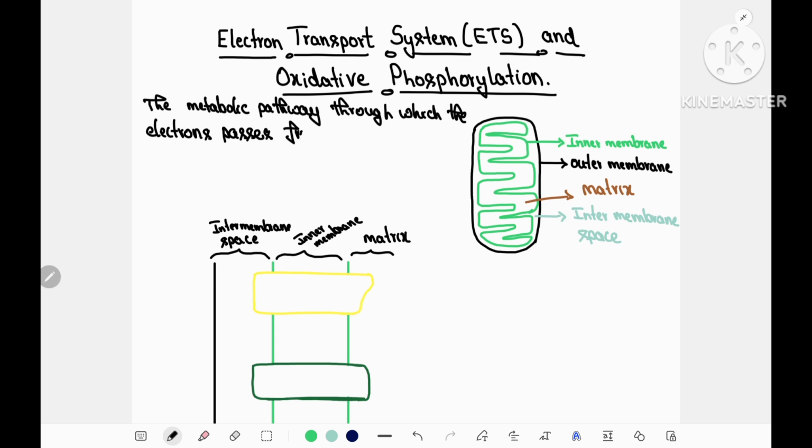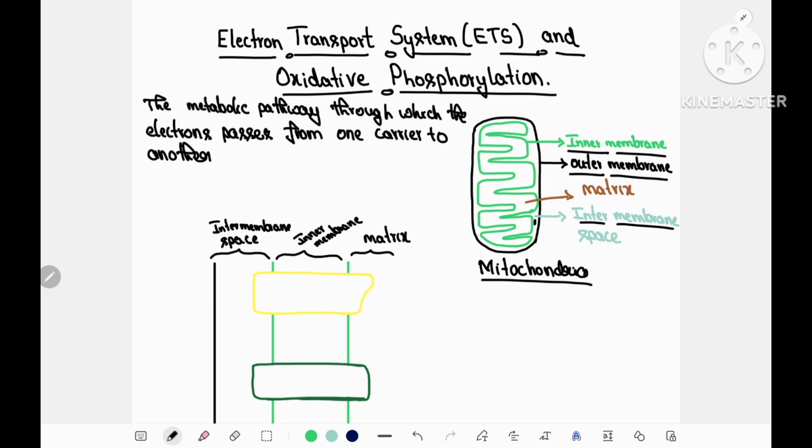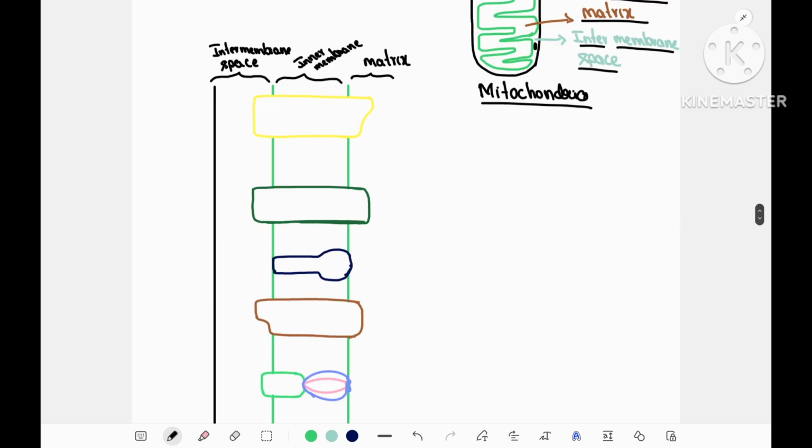Now, let us briefly understand what are the components of mitochondria or structures present within the mitochondria. Mitochondria consists of the inner membrane, which has infoldings called cristae, the outer membrane, and the intermembrane space present between outer membrane and inner membrane, and inside the inner membrane is the matrix. Matrix is the site for Krebs cycle or citric acid cycle.